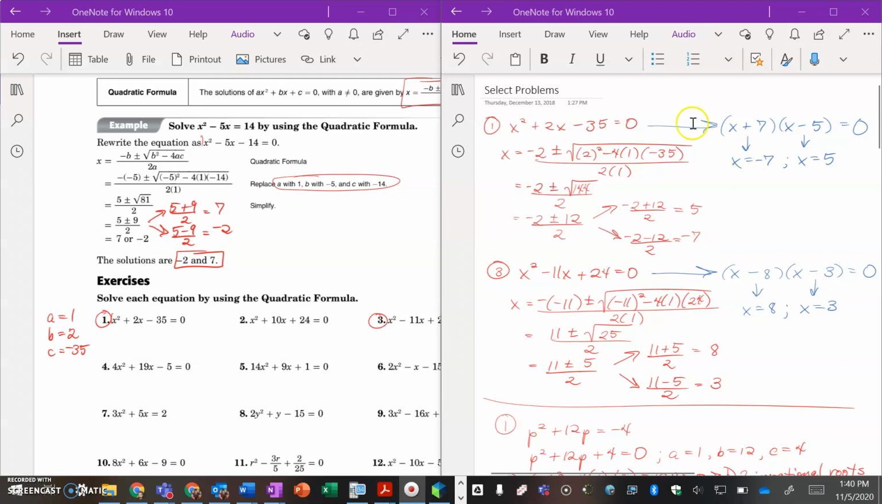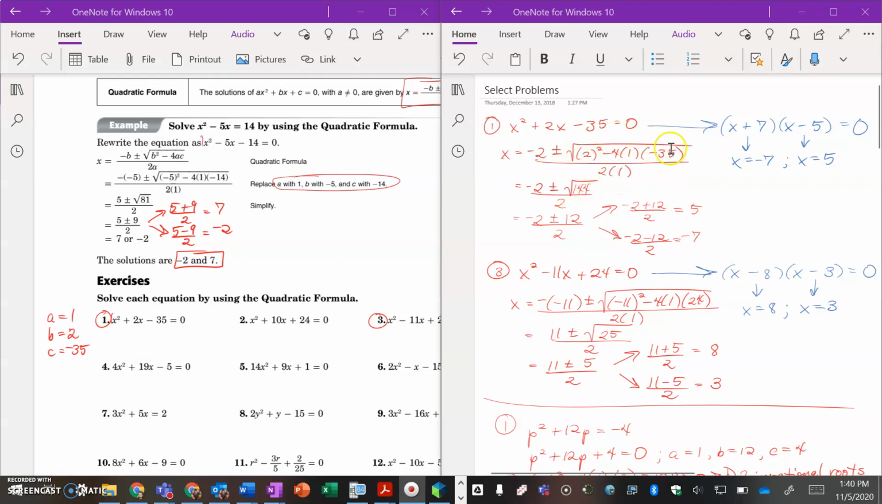Okay, so I've modified it a bit so we can see it and read it more clearly. So problem number 1, again, solve each equation by using the quadratic formula: x squared plus 2x minus 35 equals 0, noting a is 1, b is 2, and c is negative 35. Here's the equation again off to the side. I note here that x again is equal to negative b, negative 2, plus or minus the square root of b squared minus 4 times a times c, all over 2 times a.